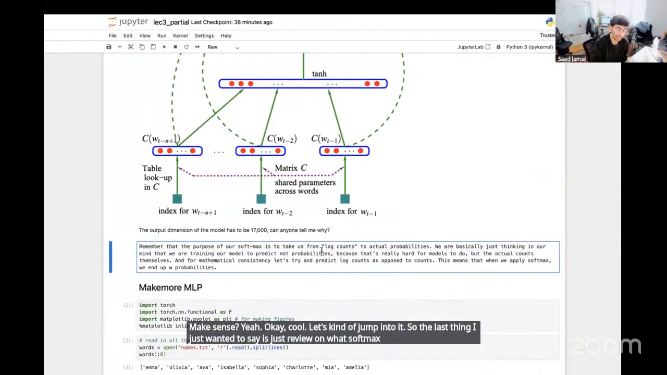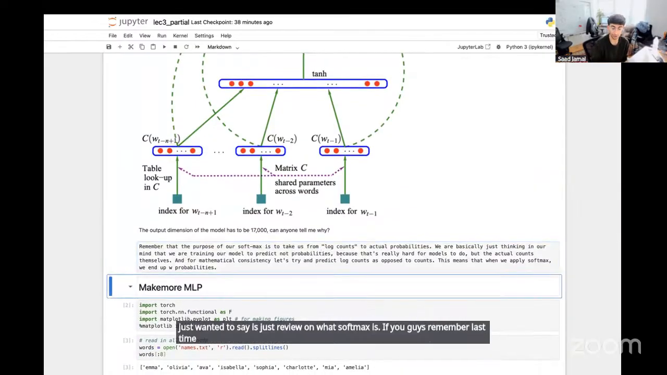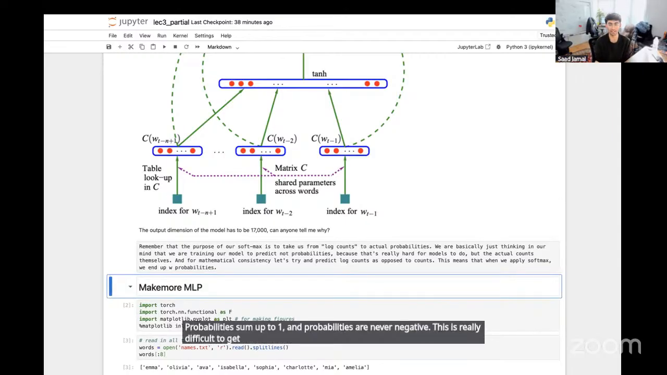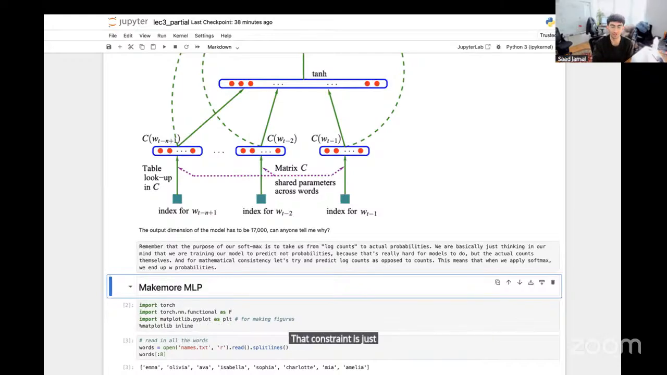If you guys remember last time, it's really difficult for neural nets to predict probabilities. Why is that? Probabilities have two rules. Probabilities sum up to one, and probabilities are never negative. This is really difficult to get neural nets to behave, right? I can do the math proof for you guys later, but basically neural nets don't really understand when you're doing gradient descent that I need to make sure my final output sums to one. That constraint is just too difficult for neural nets to deal with.